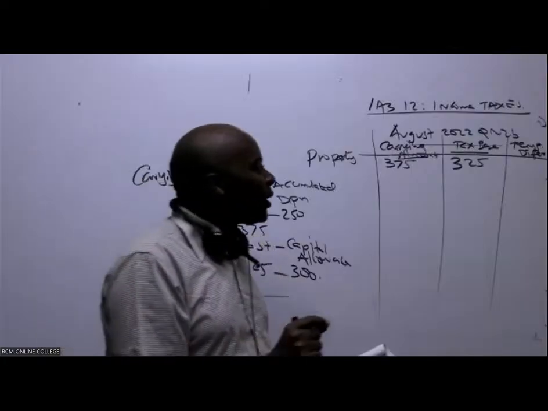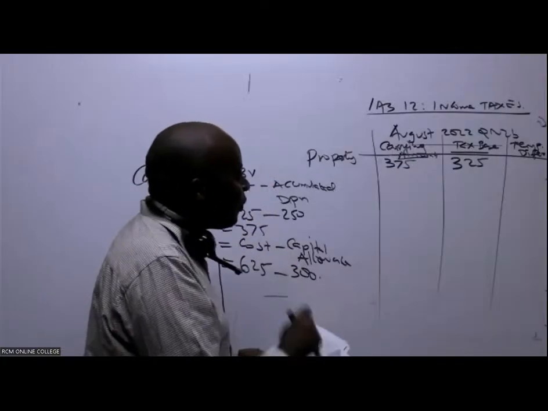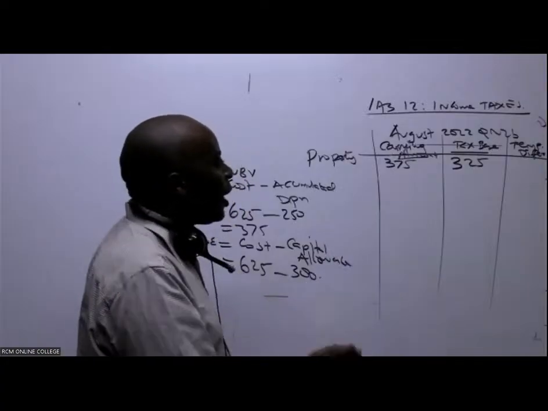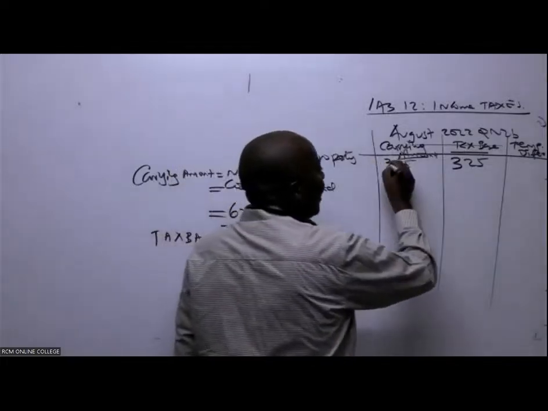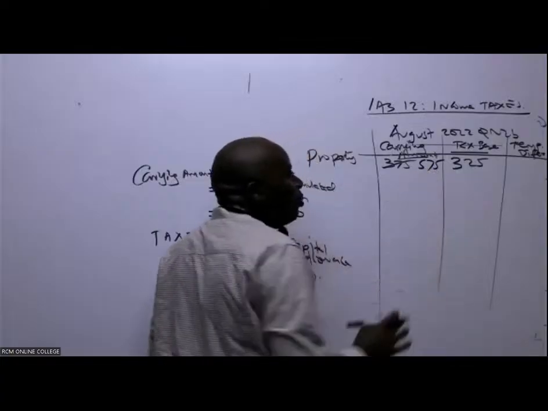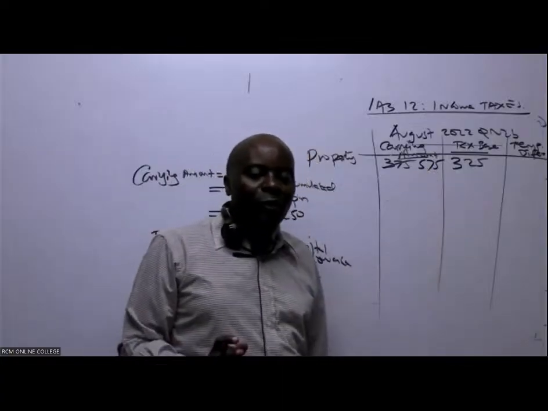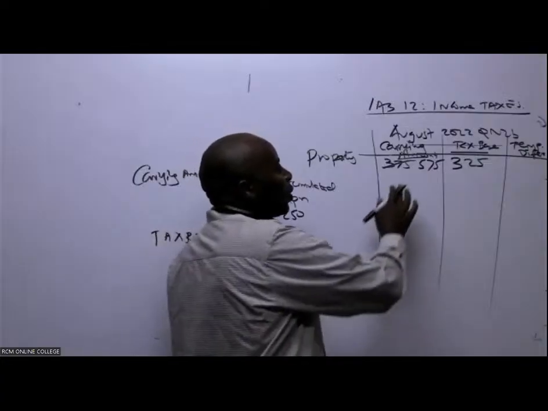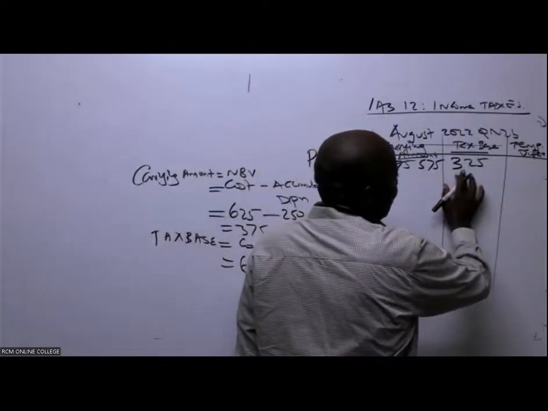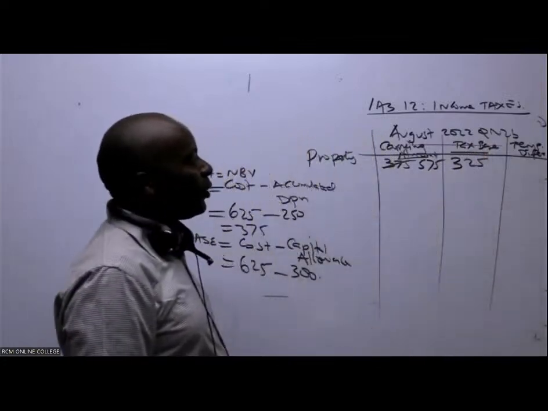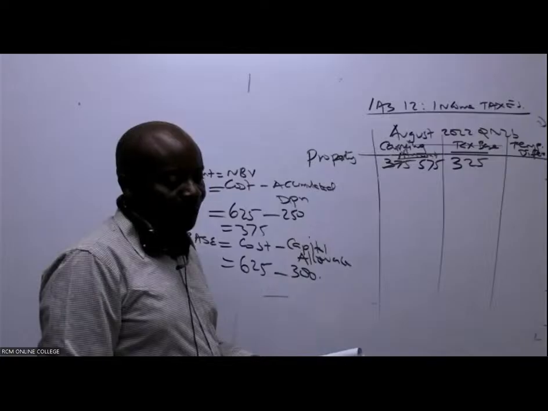So straight away, once I know that there is a revalued amount for this property of 575, I just strike this off and call 575 my new book value. And once I have this as my new book value, the temporary difference will be 575 minus 325. So can somebody give me this temporary difference?